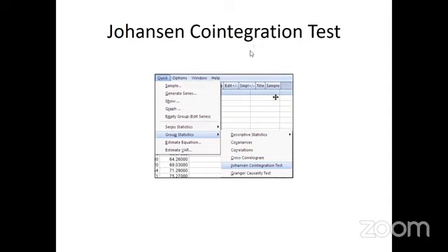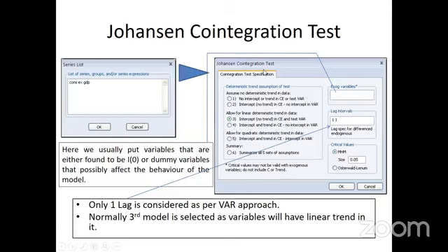What value is checked to get lag 3? We are checking Schwarz information criterion or Akaike information criterion. It will ask for some specifications, right? You can either specify cons, for example GDP, or if your window is showing this, make sure that your third model is selected and you keep lag 1 only. Only 1 lag is considered as per VAR approach. Only consider 1 lag.